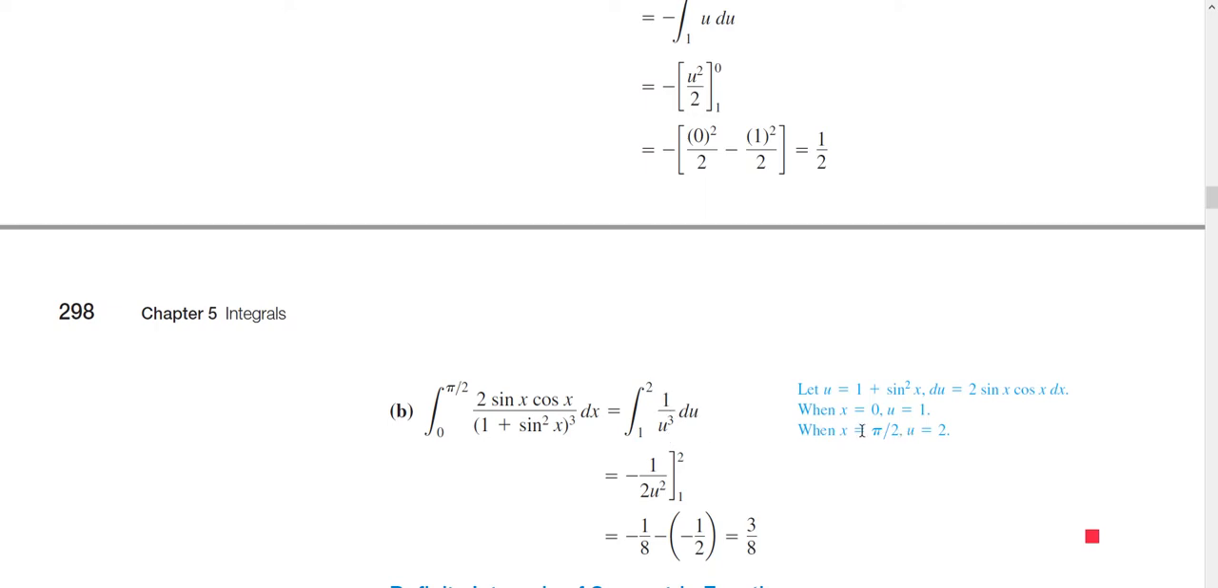Now for limits, when x is equal to 0, u is equal to 1 plus sine square 0, which is equal to 1. And when x is equal to pi by 2, then u is equal to 1 plus sine square pi by 2, which is equal to 1 plus 1, which is equal to 2. So our lower limit is 1 and upper limit is 2 for u. And the rest is the usual integration, and we'll have 3 by 8.